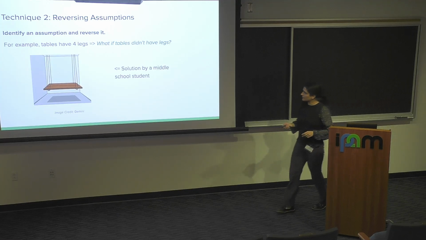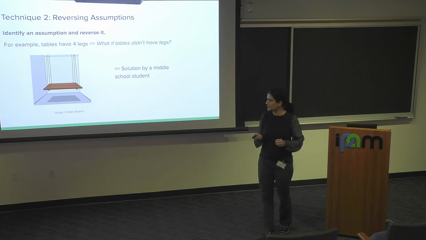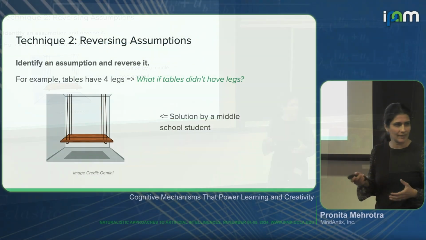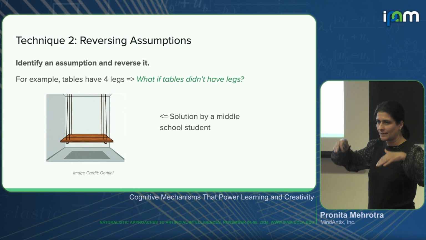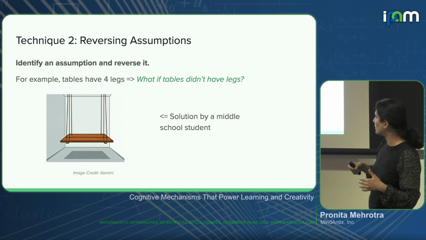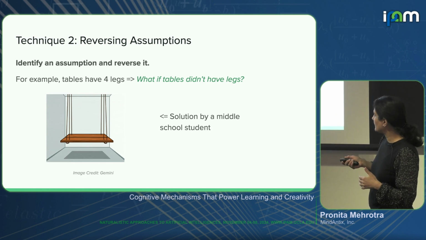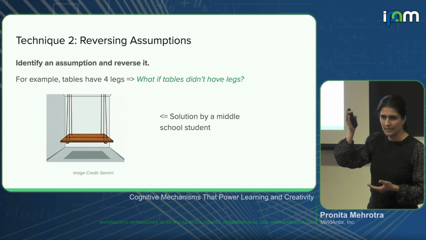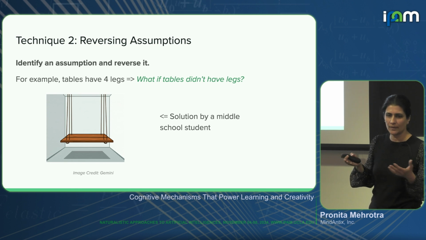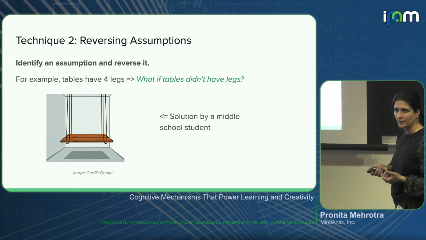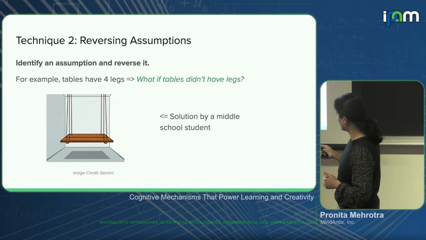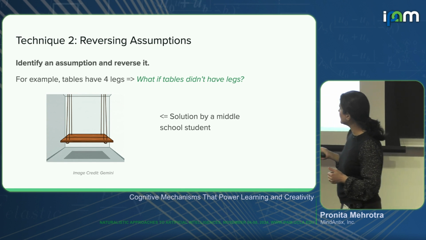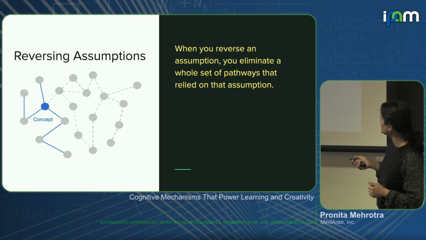So in this case, and this is a challenge that I've given to some of the middle schoolers. One of the middle school students came up with a table that's suspended from the ceiling, and it makes sense because you can raise it and lower it whenever you want to, and when it's raised up, you have plenty of space to do other things. So this was an idea by a student.